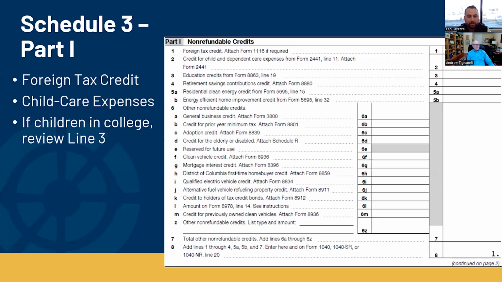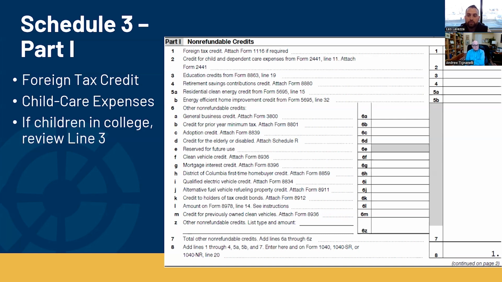Where are we going? Oh, here come the credits. So these are credits. There are a couple of big ones on here, but the first one is the foreign tax credit. So you've got a brokerage account and a fund, and they withheld some taxes through the fund to a foreign country. You'll get a little bit of credit for some of that on line 1 there. A lot of the returns we do have a credit up there in line 1. Not always, but it's a good place to look.